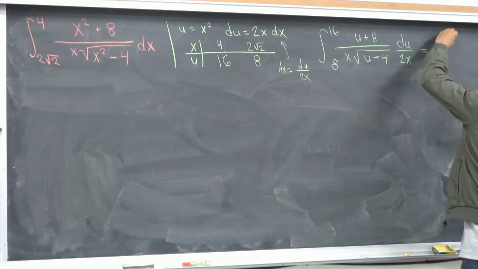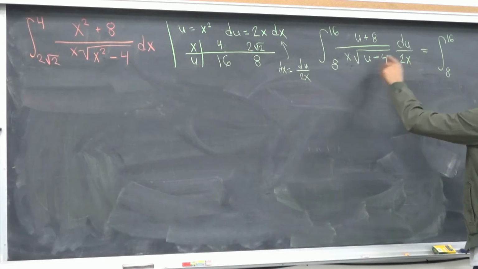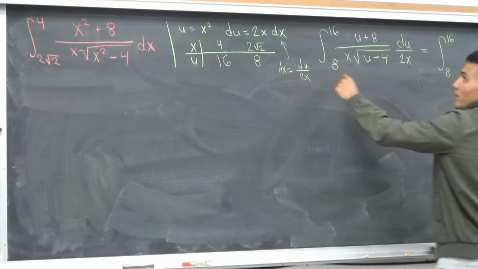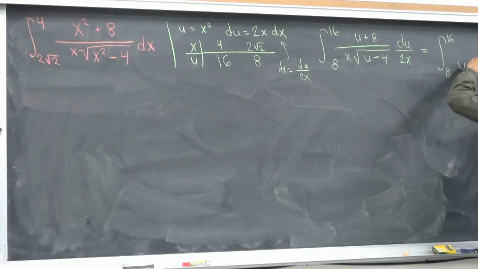So this turns into 16, 8, u, right? X times x is x squared, which is u. So we have u minus 4, u plus 8, du.